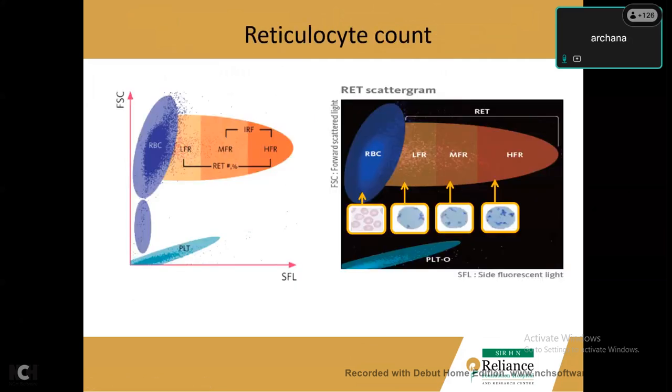Why do we need an automated count? Why don't we just enjoy our manual retic count? Why would we want to go the automated way? So number one, it's analyzing many more cells. In a manual retic count, let's say you're looking at maybe 1,000, 2,000, even 5,000 RBCs if you're very sincere. But the analyzer can analyze somewhere close to 30,000 RBCs to give you a more accurate retic count.